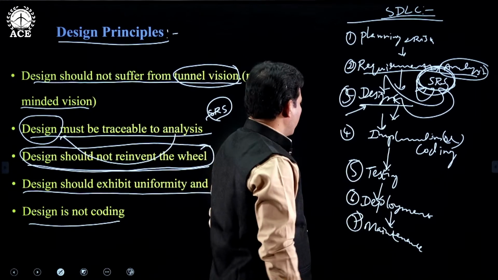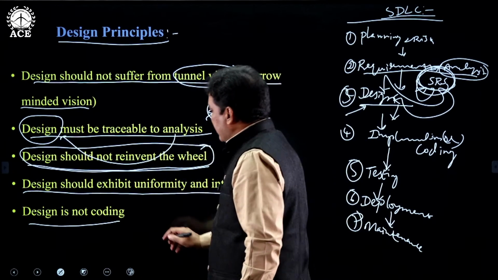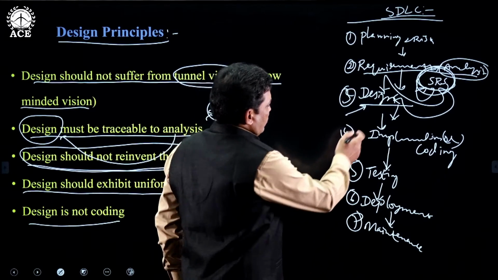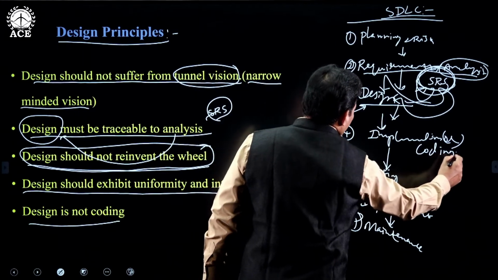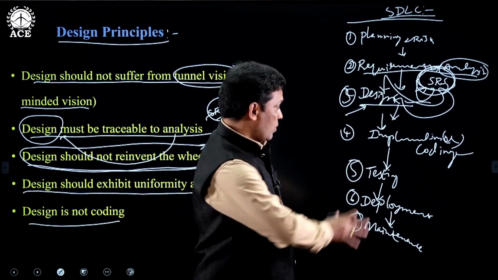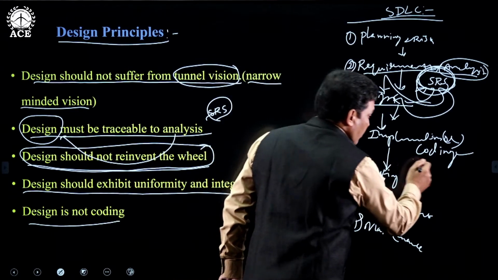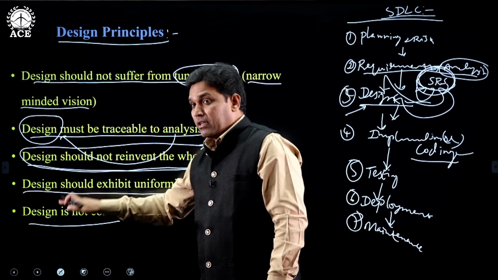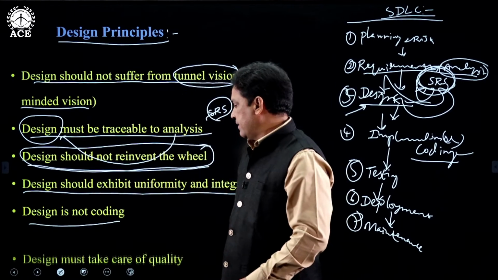Now observe here. One of the design principles: design is not coding. Definitely design is not coding. The design phase is different, and the coding phase is different. After design only, coding should take place. Based on the design model only, programmers have to generate source code. That's why one of the design principles is that design is not coding.